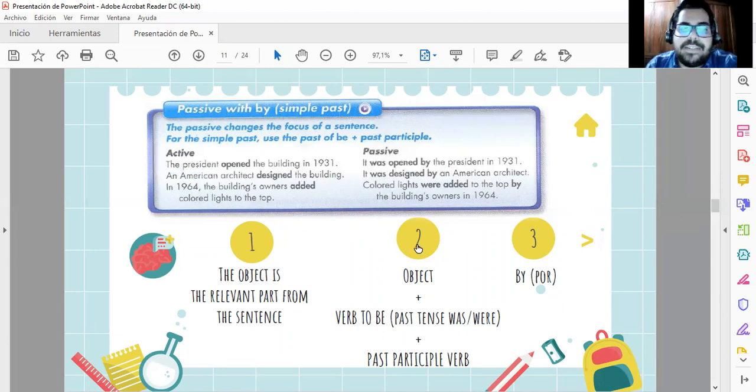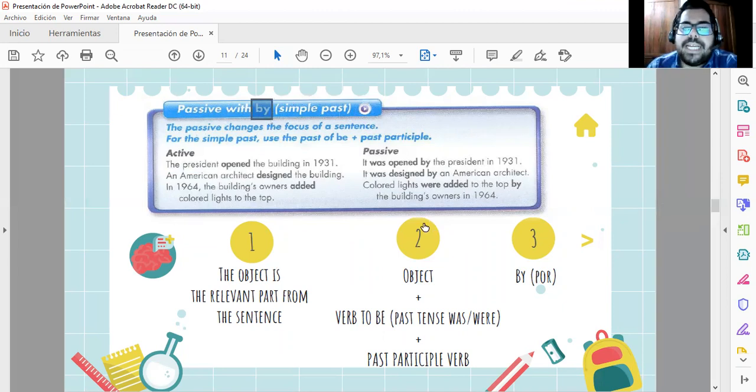Number two, guys, second step. Take a look at the structure, and we have to be careful about this. For now, guys, we're going to focus on the passive voice in the simple past. So, passive with the simple past and the expression by. Teacher, what is by? By is "por", "hecho por alguien".